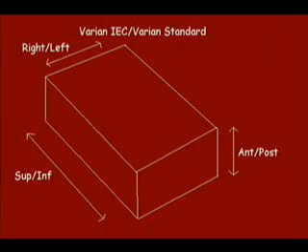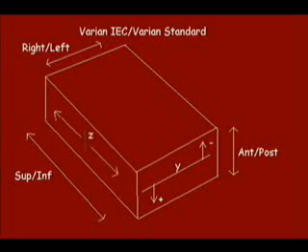This is a cube that shows this coordinate system. This is ant to post, or the Y coordinate. Anything positive means a shift to the posterior, and a negative number means a shift anterior. For the Z coordinate system, anything positive means a shift superiorly, and a negative value means a shift inferiorly. Last but not least, the X coordinate. Anything positive means towards the patient's left, and anything negative means towards the patient's right.